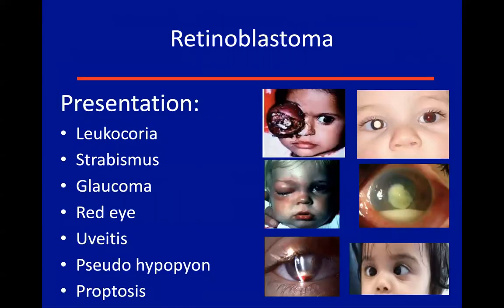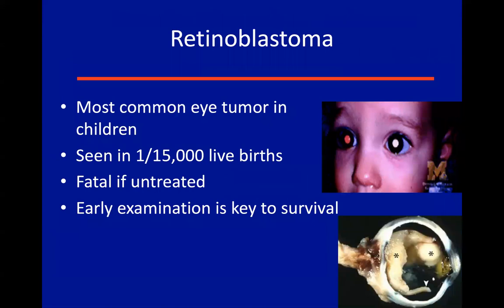So the retinoblastoma, this is the most common eye tumor in children. It occurs in 1 in 15,000 live births. It's fatal if untreated. Early examination is key to survival. I did a 1-year pathology fellowship at the Armed Forces Institute of Pathology in Washington, D.C., because I never wanted to be a pathologist, but I wanted to understand the basis of pathology so I could be a good clinician.